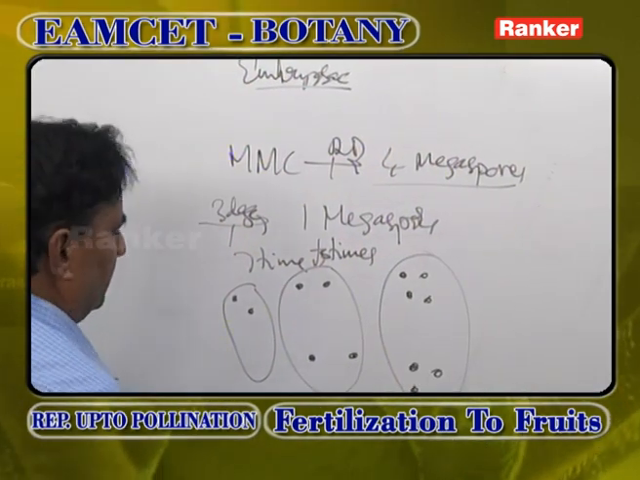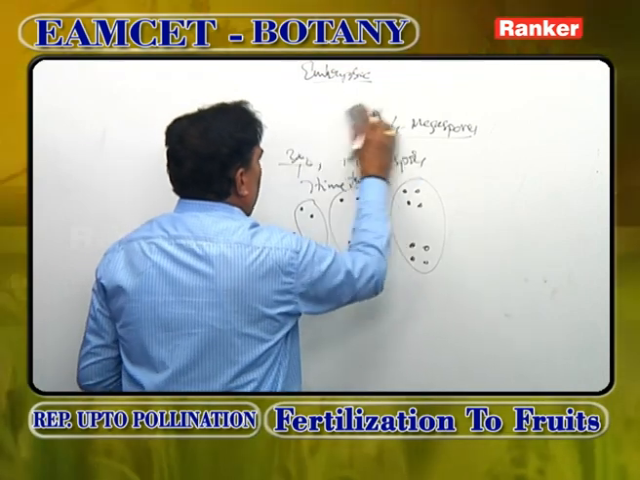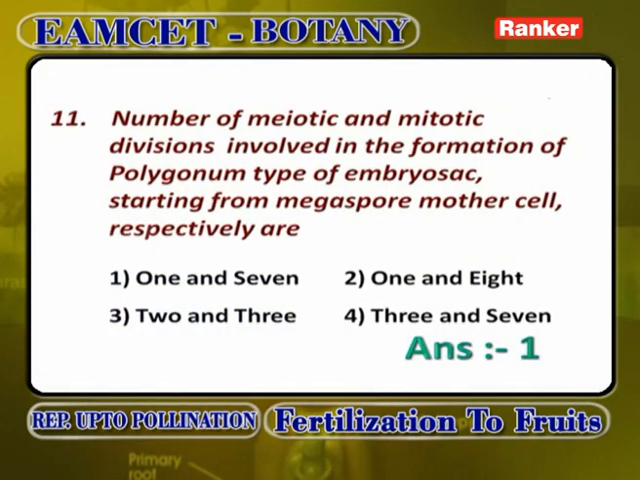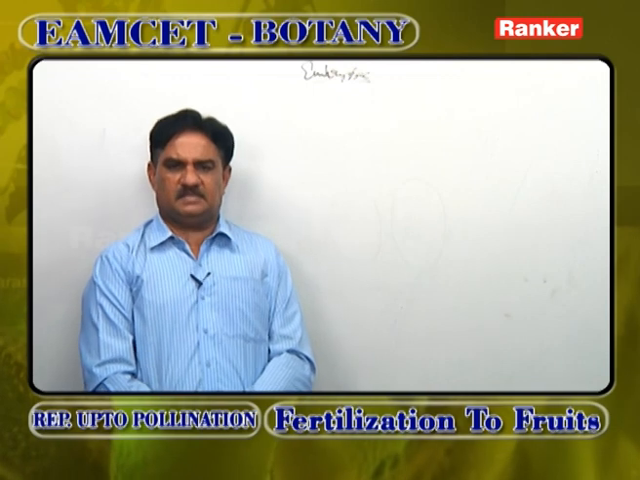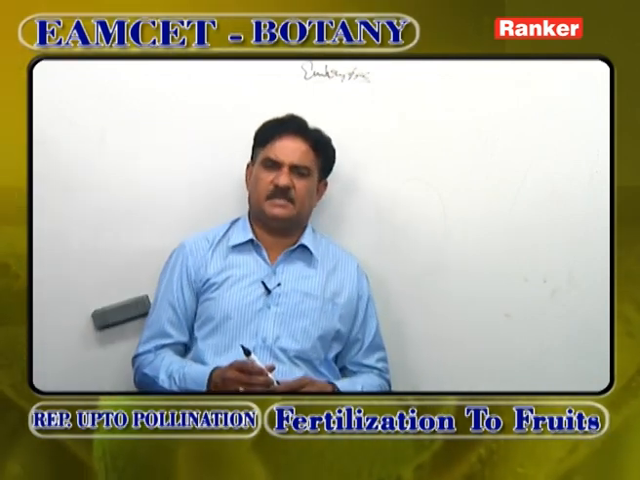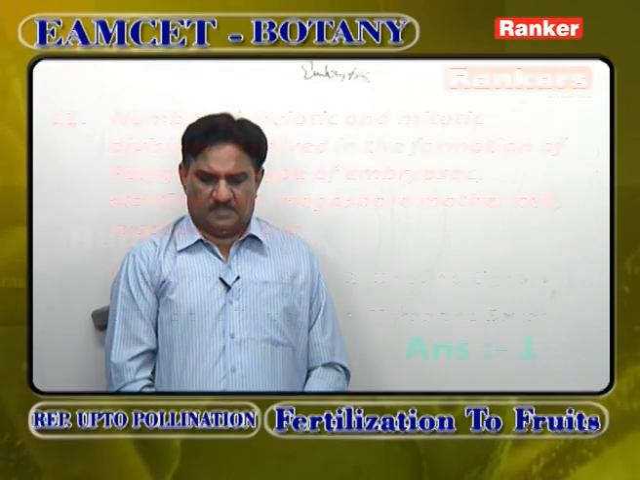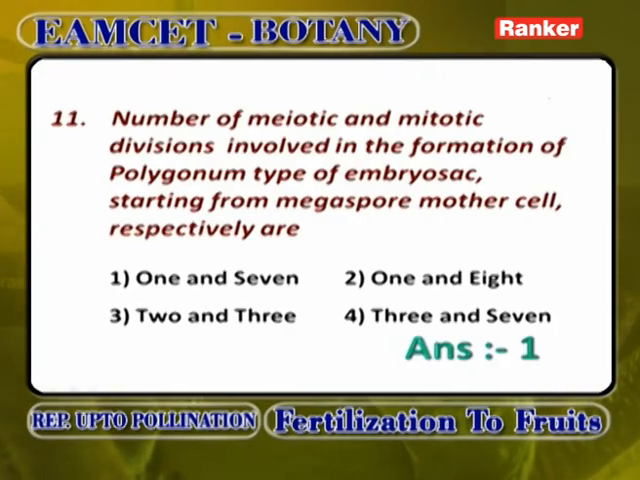Out of 8, the upper 4 are called upper polar nuclei, the lower 4 are called lower polar nuclei. From the upper polar nuclei 1, and from the lower polar nuclei 1, migrates to the center. The arrangement will be 3 plus 2 plus 3. Cell wall formation takes place and ultimately the embryo sac is formed. So, the answer is 1 meiotic division and 7 mitotic divisions, which results in the development of polygonum type of embryo sac starting from the megaspore mother cell.